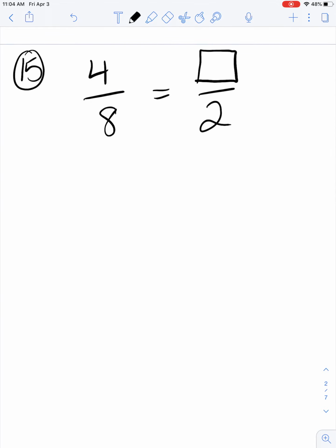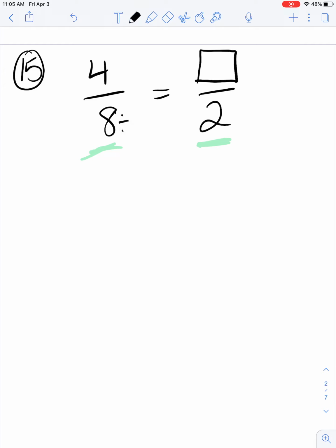Okay, here we are making equivalent fractions. So when we did the equivalence chain above, we were saying whatever we do to the bottom, we do to the top, same thing. We were multiplying. Well, here we're going from a big number to a small number. We've got a big number here and a small number here. So because we're going from big to small, that means we need to divide.